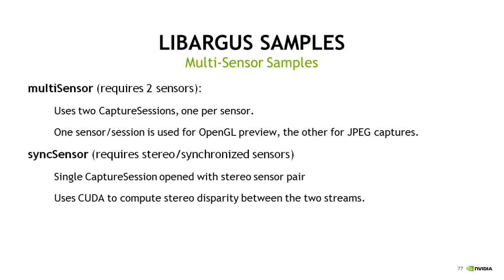The sync sensor sample, on the other hand, requires the use of a stereo or synchronized sensor board. This sample opens the stereo pair with a single capture session and consumes both streams together with CUDA in order to compute the stereo disparity between the two streams.